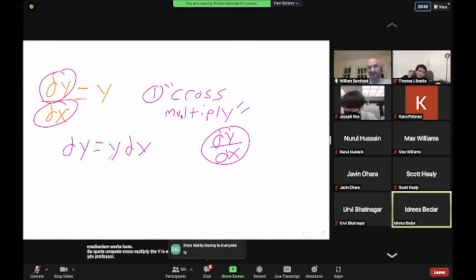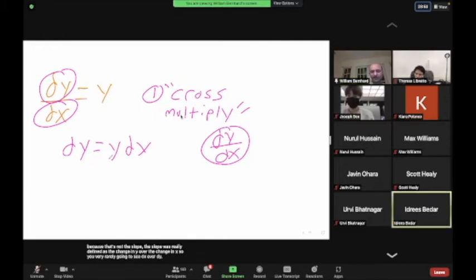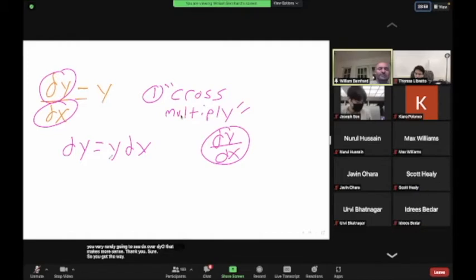Professor, just out of interest, what's the difference between dx over dy and dy over dx? Well, if it's dx over dy, that's just the change in x over the change in y. But that really has no basis for calculus because that's not the slope. The slope was really defined as the change in y over the change in x. So you're very rarely going to see dx over dy. Oh, that makes more sense. Thank you. Sure. So you get dy is equal to y dx.